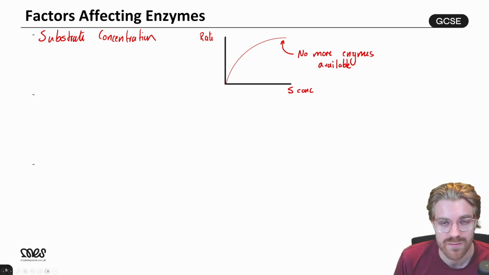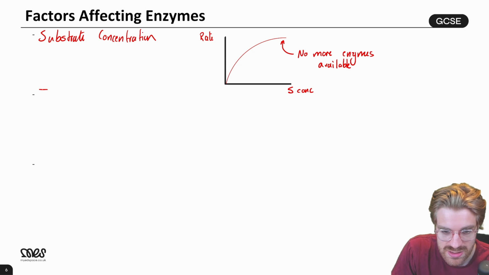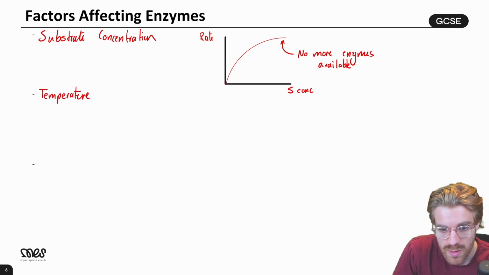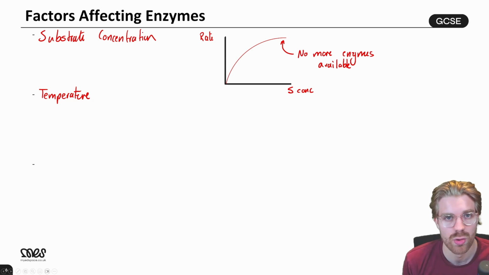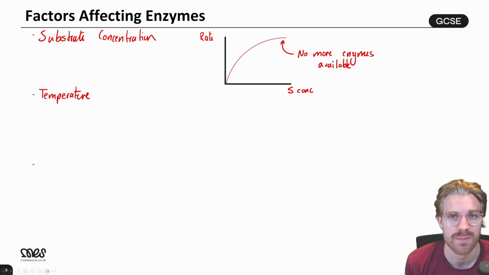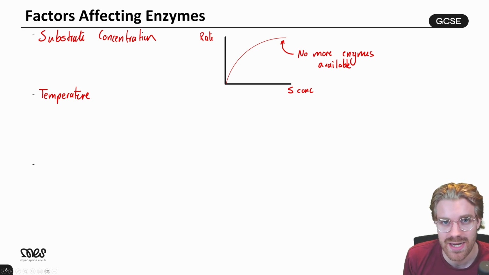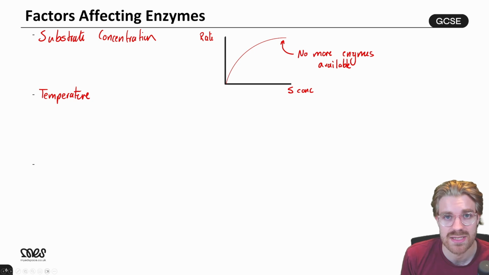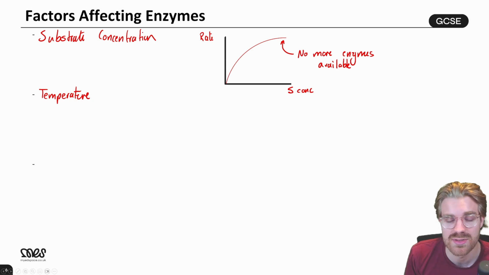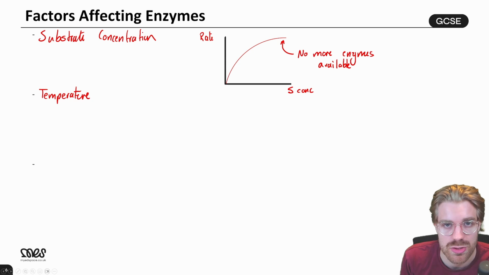Our next factor affecting the rate of enzyme-controlled reactions is temperature. Now, temperature affects all things in biology. Temperature is a measure of the kinetic energy of the particles. If they have greater kinetic energy, they are going to be moving faster. And that means that the rate is going to increase. There's going to be more collisions between the substrate and the enzyme, and so more enzyme substrate complexes will form, and therefore we will get more product being produced.